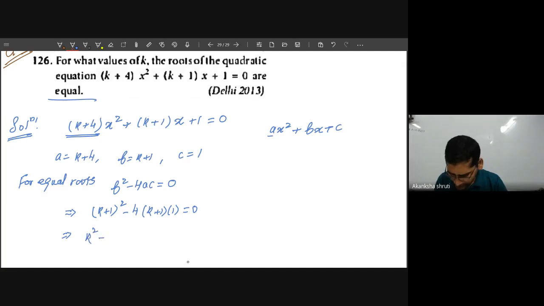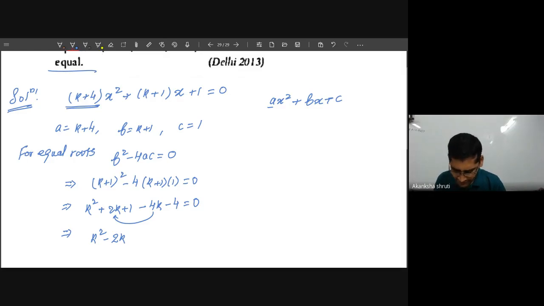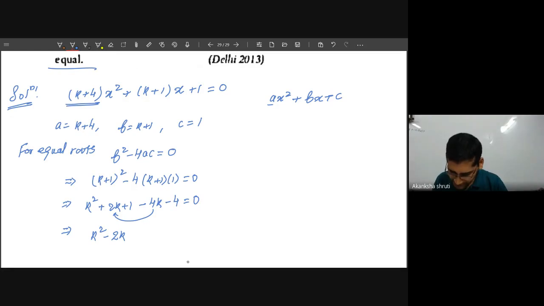So it will get converted into k² + 2k + 1, then minus 4 times k is minus 4k, minus 4, because times 1 means the same thing, is equal to 0. Whatever the like terms are, you have to combine them. So k² − 2k, and 1 and −4 are like terms. That will give us −3 = 0.